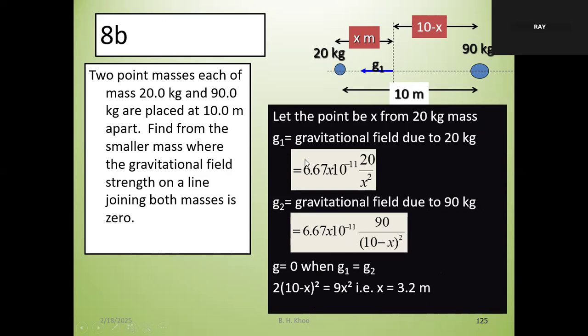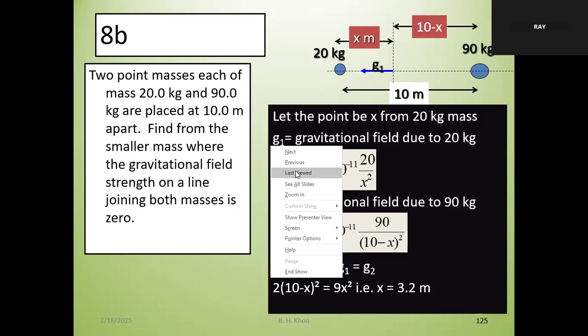This one will cancel off. This one will cancel off. This 0 and 0 cancel off. This will be 2, this will be 9. Then we cross multiply, we get this equation. Then we square root it. Simplify, square root and simplify, and solve our equation. Okay or not? Yeah, okay. Now we are going to calculate potential.